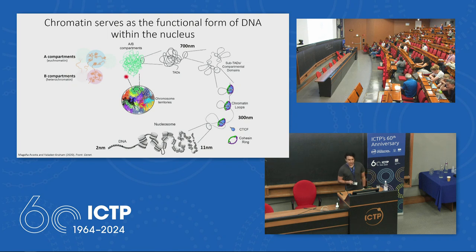And when it comes down to compartmentalization, there are actually two types of compartments: euchromatin and heterochromatin. Euchromatin is less densely packed together, and in these regions, genes are expressed much more actively. In heterochromatin, DNA is much more densely packed, and these are regions that don't have genes that are actively transcribed.